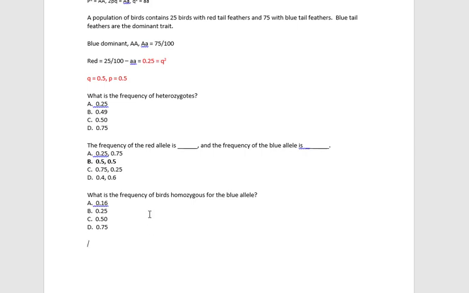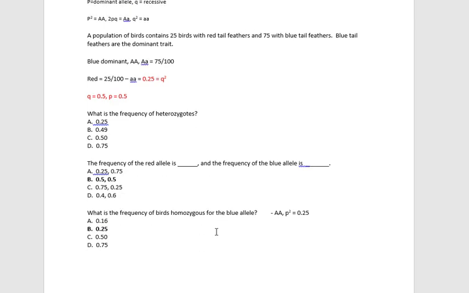Then, what is the frequency of birds homozygous for the blue allele? That's going to be homozygous dominant, which is the same thing as saying P squared. P is 0.5, which means that P squared would be 0.25. So that's going to be this answer here.